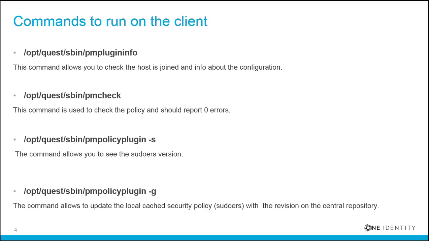pmpolicyplugin -s allows you to see what sudoers revision you're using. In our video, it did show correctly that we're using revision number 2, which we had made the update in. But if, say, it said revision number 1, we would do the next command, pmpolicyplugin -g, which goes out to the primary server and brings in the correct policy revision, so that it would hopefully refresh it to revision 2.